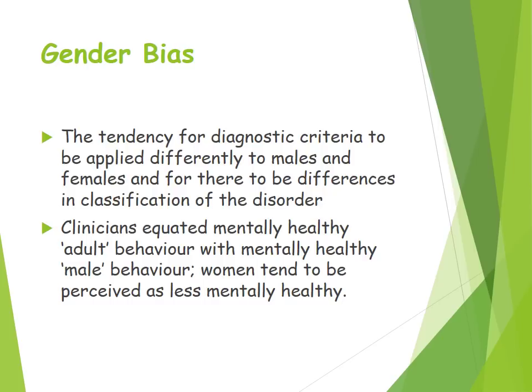So gender bias can equally have another impact on whether we are accurate in our diagnosis, so whether we are valid. Now, the diagnostic criteria can be applied differently and tends to be applied differently between males and females. So that leads to a difference in the classification of the disorder. Now, typically, clinicians equate mentally healthy adult behaviour with mentally healthy male behaviour, and women tend to be perceived as less mentally healthy.